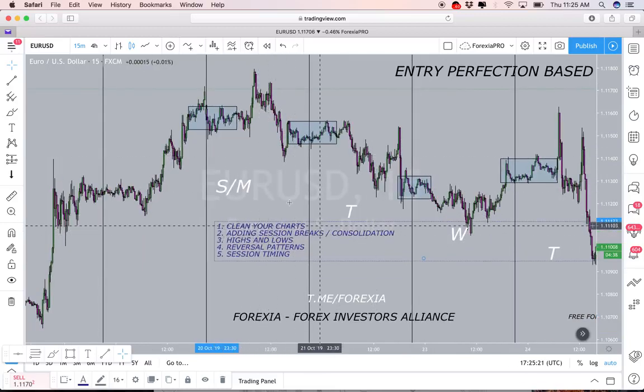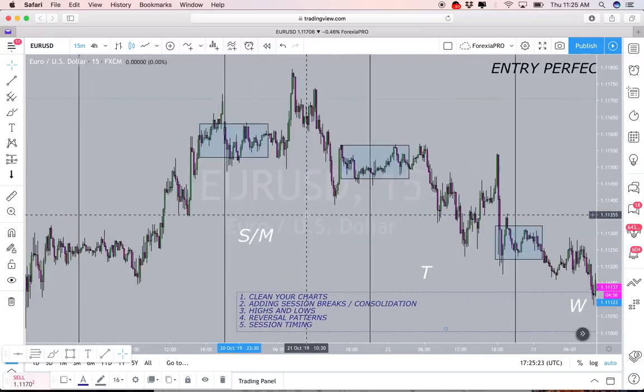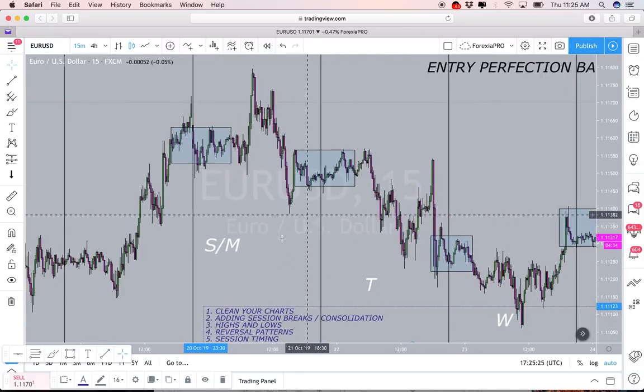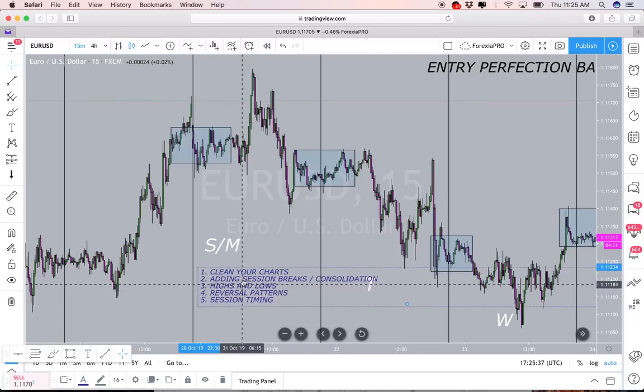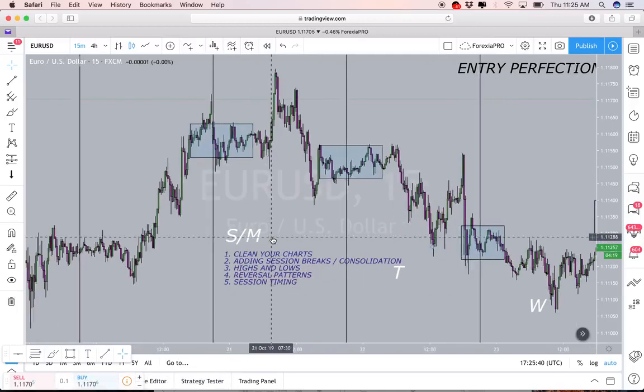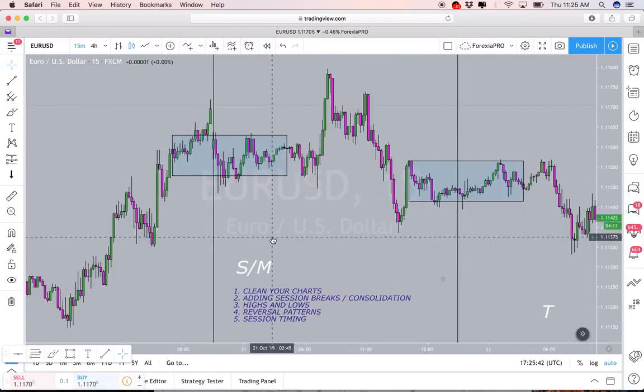Next, we're going to look for the highs and the lows. Actually, the last three are in one: highs and lows, reversal patterns, and session timing. These all kind of coincide with each other. So let me break it down for you, step by step.